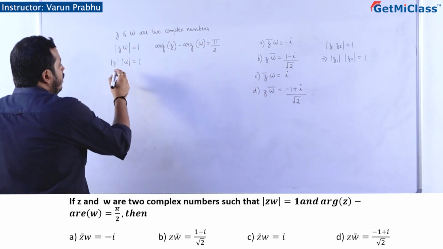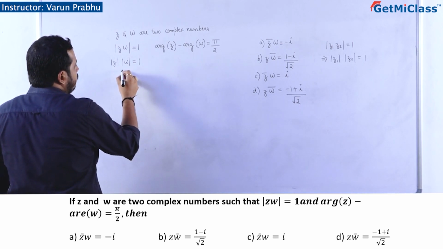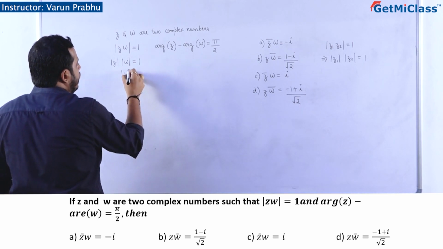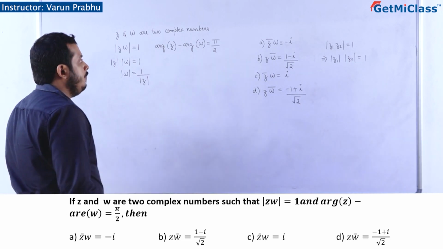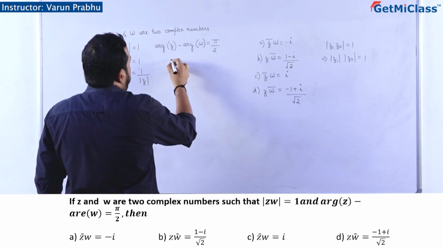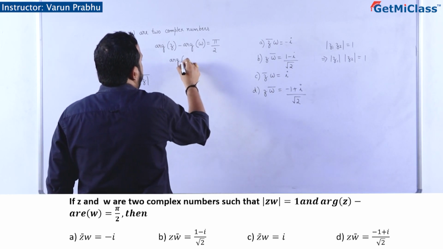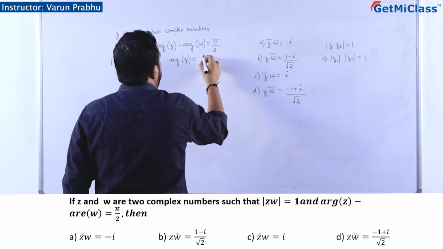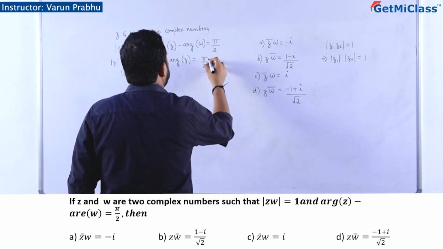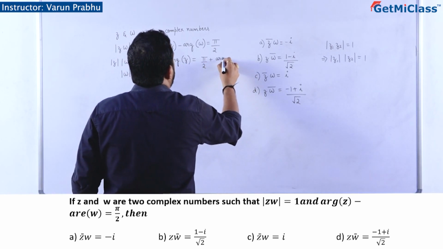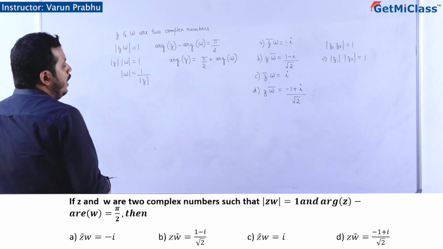Okay. So I can say modulus of omega can be written as 1 divided by modulus of z, is it not? And I can say argument of z is equal to pi by 2 plus argument of omega. Is it okay? Pi by 2 plus argument of omega.